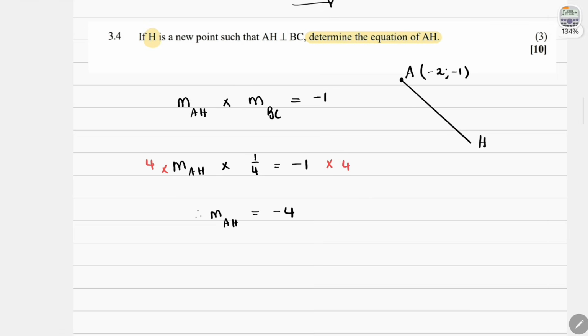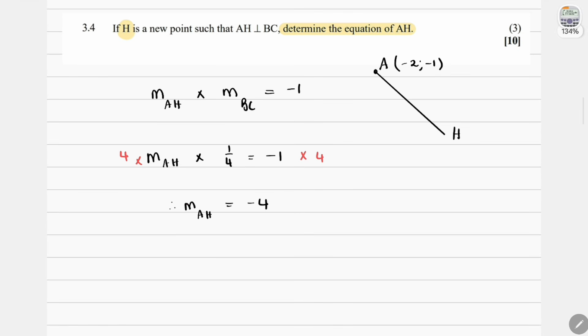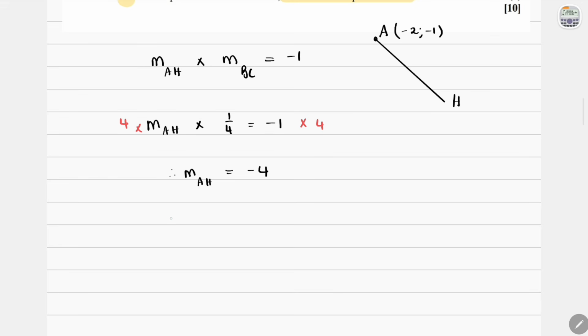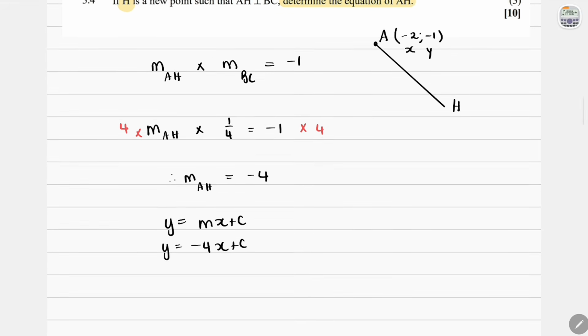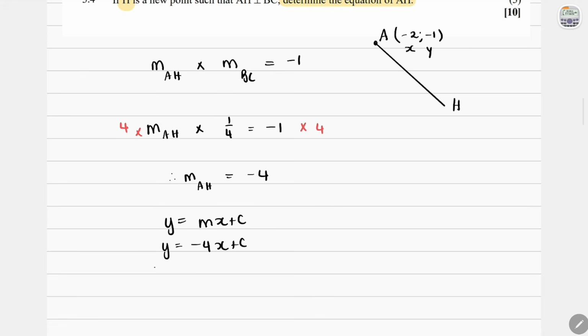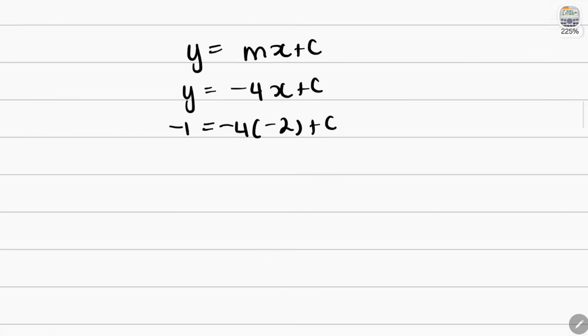Okay, we have the gradient and we have 1 point on the line. So we can find its equation. We can use y equals mx plus c, and I'll just go ahead and use that here. y equals mx plus c. We can see our gradient is -4, so -4x plus c. And then to find c, just substitute 1 point on the line, which is -2 and -1, in place of x and y. So in place of y, we say -1 equals, and we have -4, and then in place of x, -2, plus c, and solve for c.